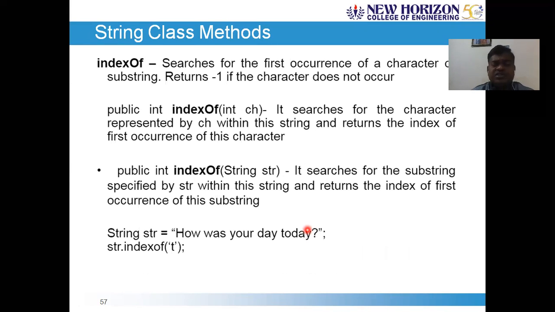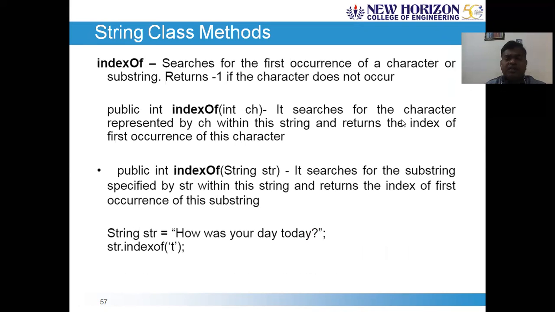indexOf is a library function which searches for the first occurrence of a character or a substring, and returns -1 if the character does not occur. If the character or substring is present, it returns the starting index of that character or string. There are two overloaded versions of indexOf. One is with the integer, that is nothing but the character's equivalent ASCII value, and another one is with the string argument.